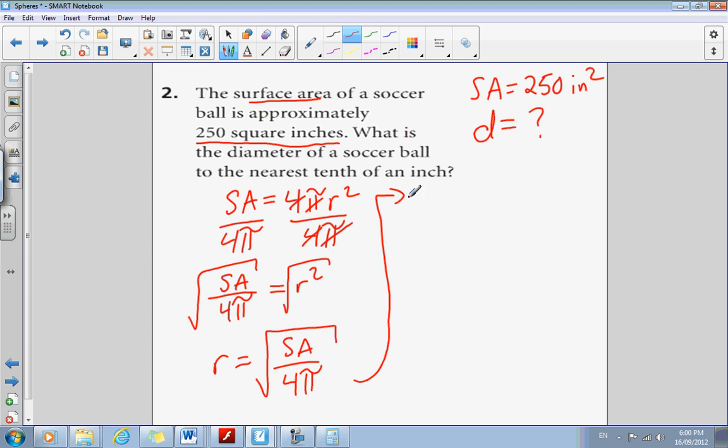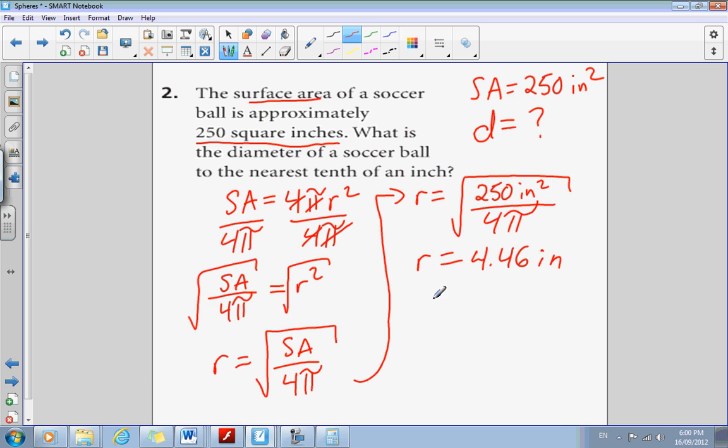So we're going to go up here to fill this in. My surface area is 250 square inches, divided by 4 pi. So my radius actually equals 4.46 inches, which is approximately 4 inches, or you may round up to 5 inches here.